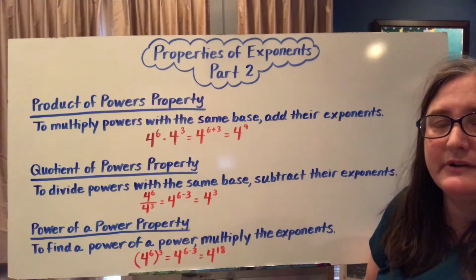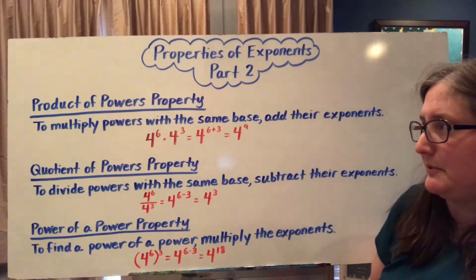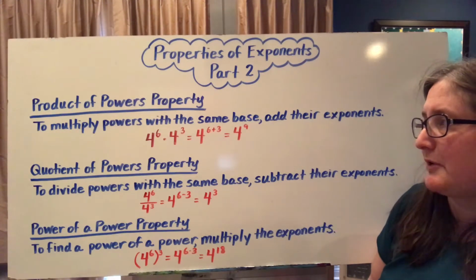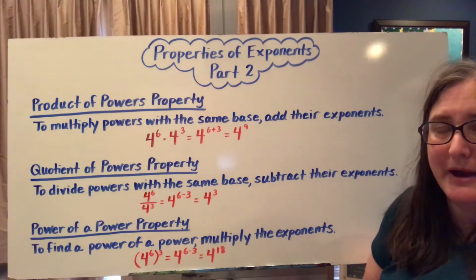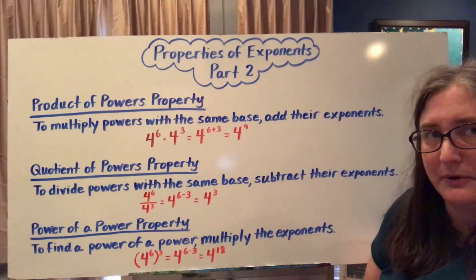This is properties of exponents, part 2, and we're going to look at 3 more properties of exponents. So the first property we're looking at is the product of powers property, which says if you're multiplying powers that have the same base, as a shortcut, just add their exponents.